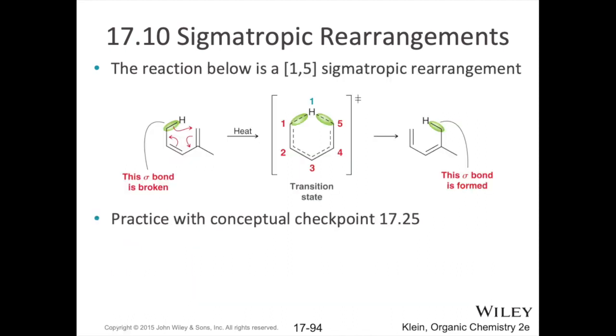It's possible to have other types. So now over here we have a 1,5 sigmatropic rearrangement. Here again, if we look at our transition state, notice that we're breaking this carbon-hydrogen bond and we're forming the carbon-hydrogen bond over here. If we look from one end of that transition state to the other, there are 1, 2, 3, 4, 5 atoms in between. Likewise over here, there's only 1 atom involved, right? So that's why it's a 1,5 sigmatropic rearrangement.